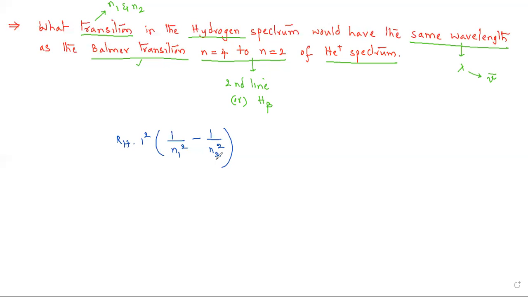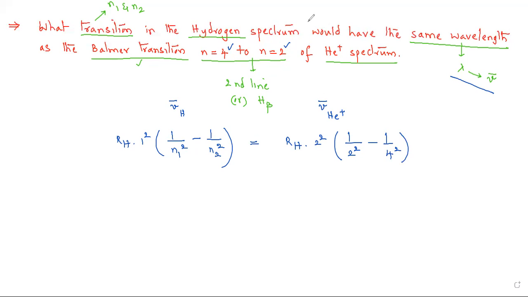That is what they are asking. The transition is what they are asking in case of hydrogen. This is equal. Of course, I am taking nu bar in case of hydrogen. The second is nu bar in case of helium. Obviously, when nu bar is same, lambda will also be same, isn't it? Now, in case of helium plus, RH into Z square, helium plus, so Z is 2, then 1 by N1 square, the lower energy level, minus 1 by N2 square, the higher energy level.